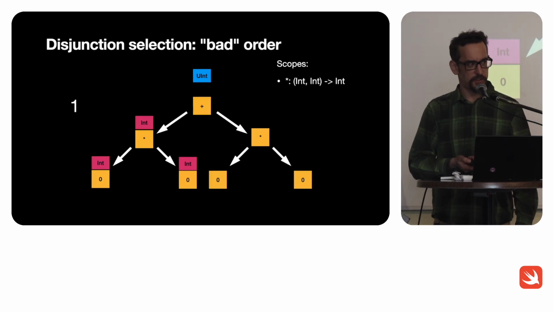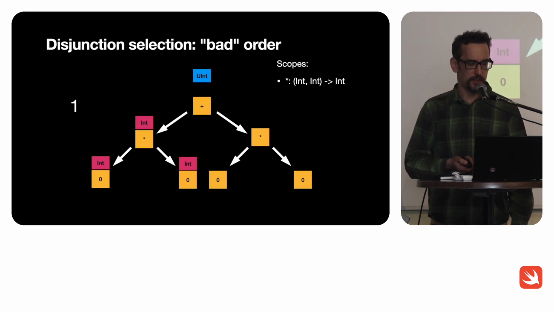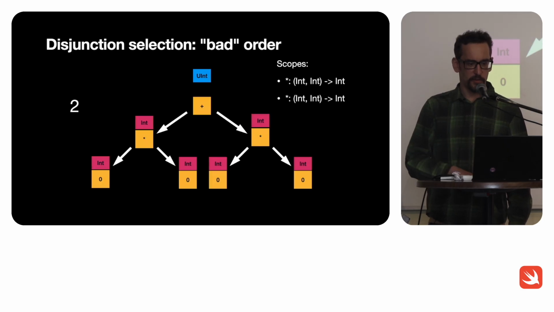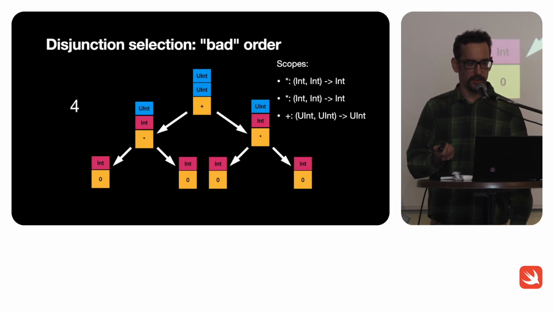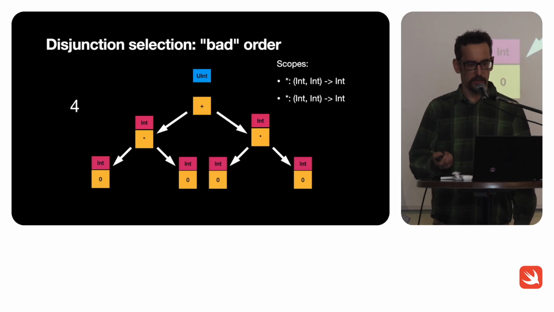So I'm going to pick the first overload for the first multiplication, and that one's the Int overload, and so far everything is fine. And then I'm going to make another bad choice. I'm going to pick the first overload for the second multiplication, and again, we don't have any problems yet. But now when I pick the first overload for the addition, then I see that the result type doesn't match the type that I expect. So I have to throw away that choice and backtrack. And now I try the other choice for the plus, and now the parameter types don't match. So I have to backtrack again.